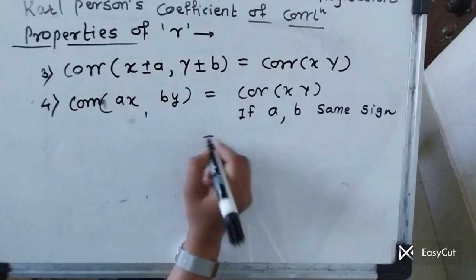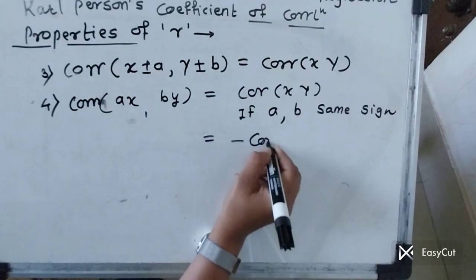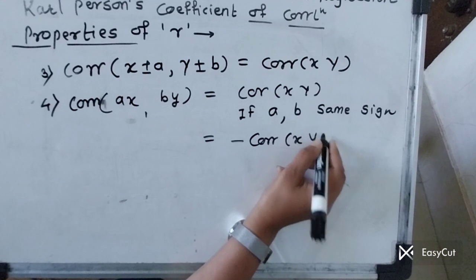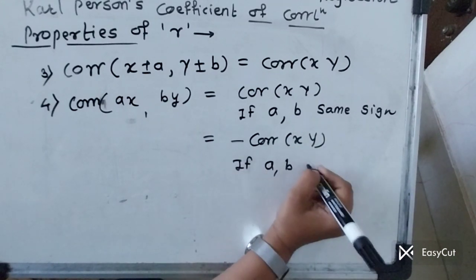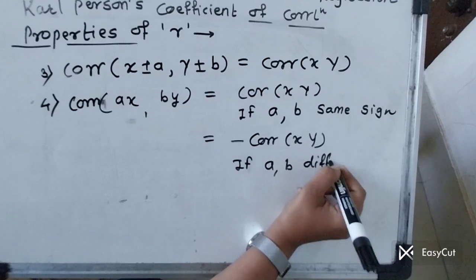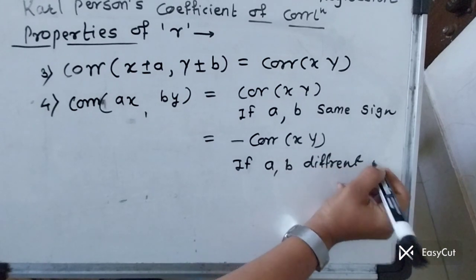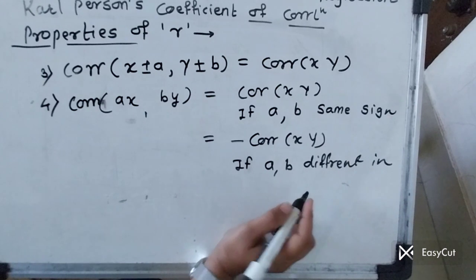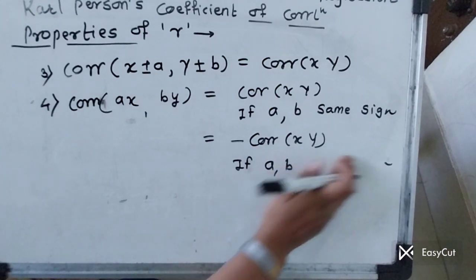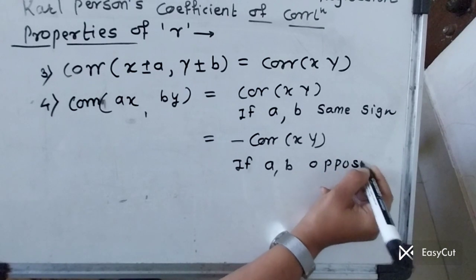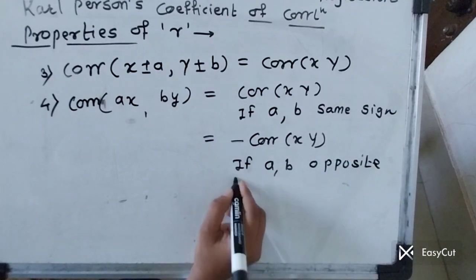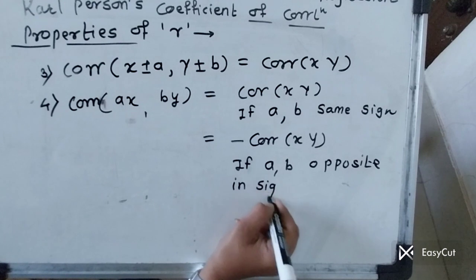Okay. And if it is negative, then a and b have different signs. If a and b have different signs, we can say they are opposite in sign. Okay, this is the fourth property.